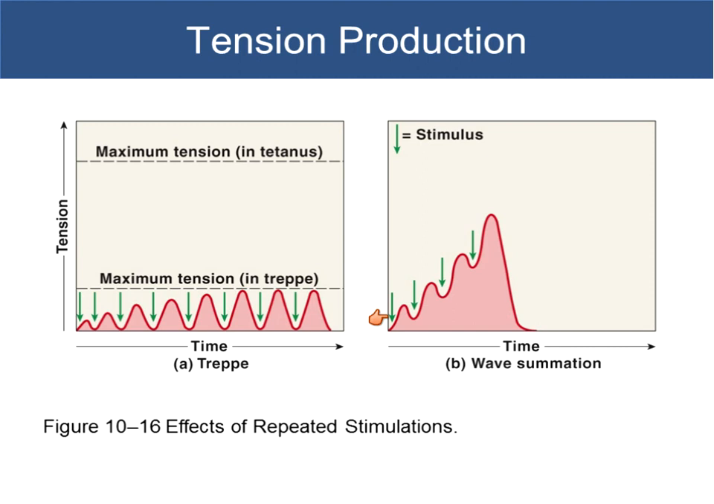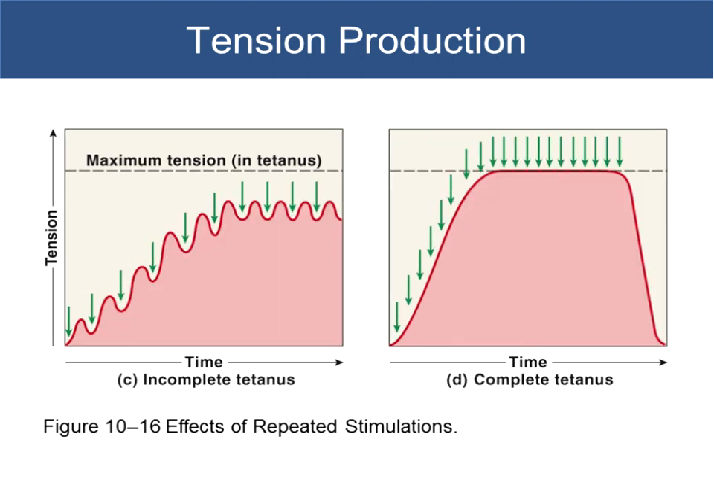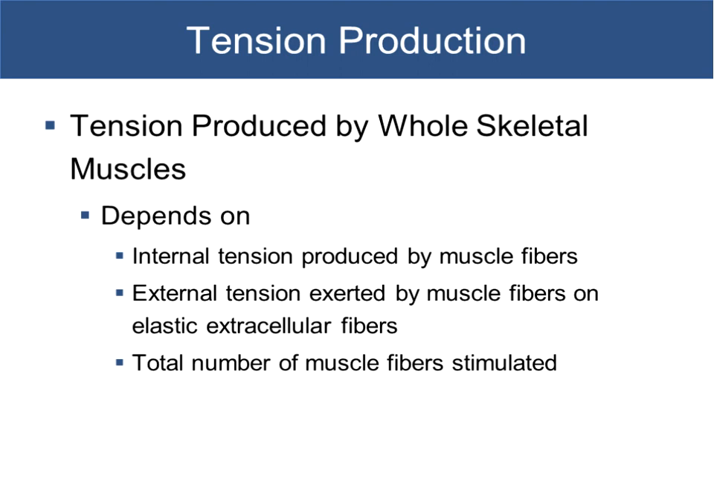So we've already looked at the treppe. This would be the wave summation. Notice that the green arrow, which is the stimulus, comes before the muscle fiber gets a chance to relax. And that wave summation can lead to incomplete tetanus here. So we're having these sustained contractions, but it's not the maximum amount of tension. In complete tetanus, we have this sustained contraction that reaches the maximum amount of tension, and that maximum amount of tension can only be sustained for so long until the muscle just completely gives out.